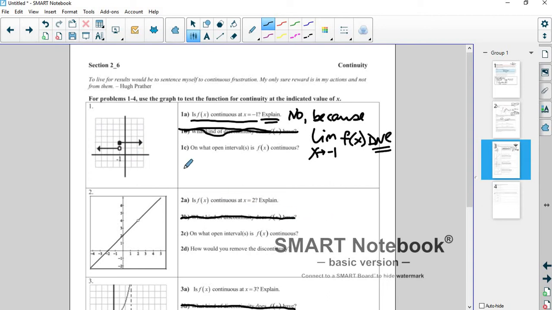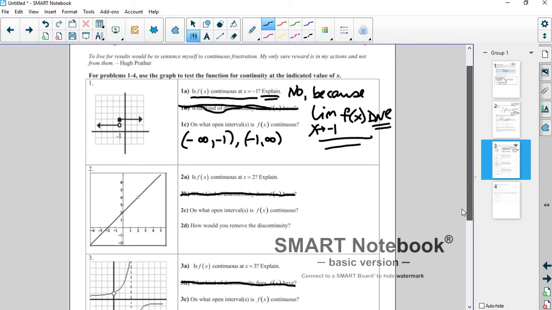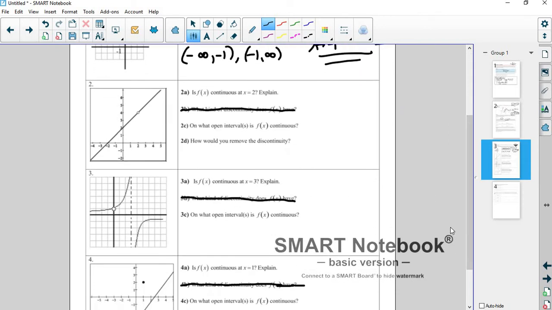Now it's continuous everywhere else, right? So it's continuous from -infinity to -1, and it's continuous from -1 to infinity. You should be able to lay that out, right? That's the only problem point is -1, and so we just write out everybody else. But the reason that it's not, and this is the big one, is because the limit does not exist. That's different than some of the other ones, all right? So I want you to pause the video. I want you to try number 2.